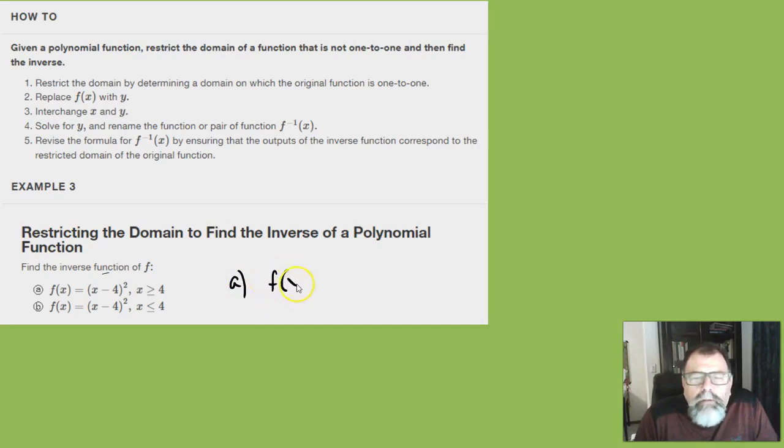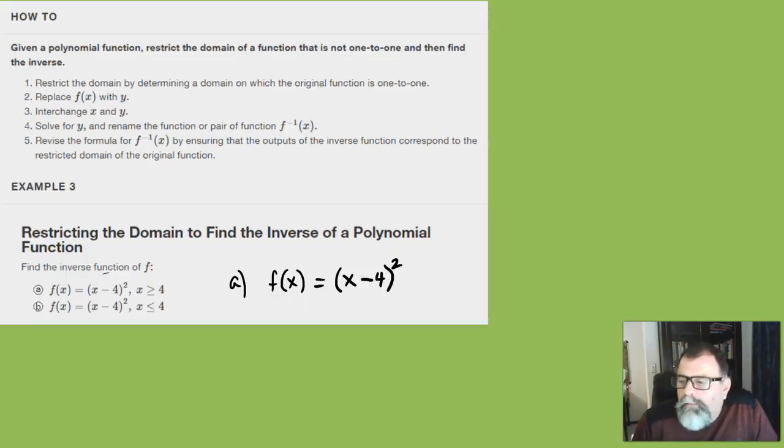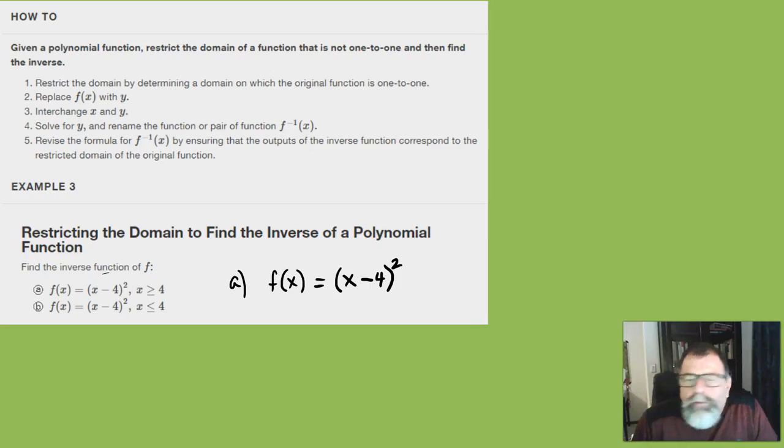Okay, so this one, A, is basically just like the one I just did, but with the translation. This is your basic x squared function, but shifted 4 units to the right. So this picture is going to be the same, but shifted 4 units to the right. Again, we're going to have a problem with it not being one-to-one, so we're going to have to restrict the domain right at the vertex. So we're shifting it 4 units to the right. That's why the domain is x is greater than or equal to 4.